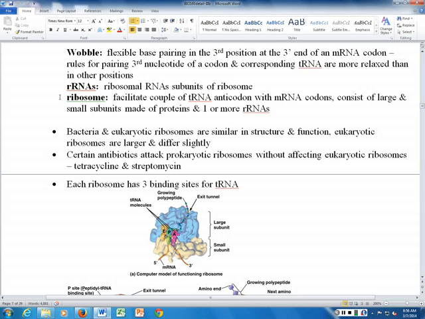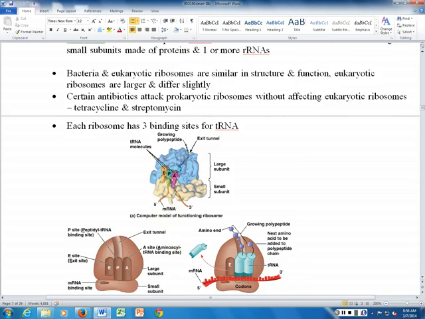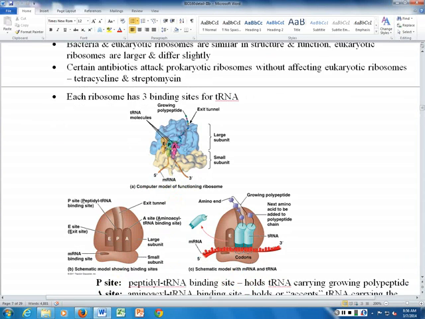So there is a little bit of difference between a bacterial and a eukaryotic ribosome in there. They function similarly and they have similar structure, but they're larger in a eukaryote than they are in a prokaryote. And so they measure them in Svedbergs, which is a sedimentation rate. So that's how you measure it, is how quickly it sinks.